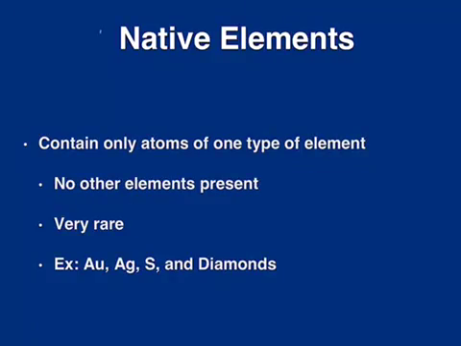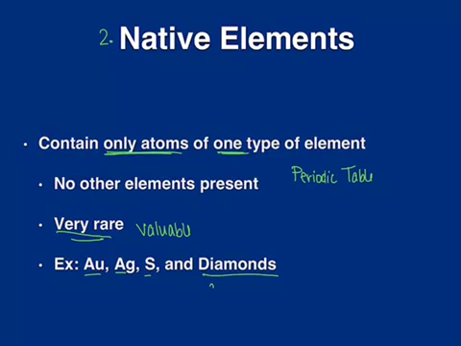The second group of elements are called native elements, and these are, in my mind, the easy ones because they only contain one type of atom. So these are the ones that you'd find on the periodic table. And there are no other elements. They're very rare, which makes them valuable. Examples here are gold, silver, sulfur, and diamonds, because remember, diamonds are only made up of carbon.